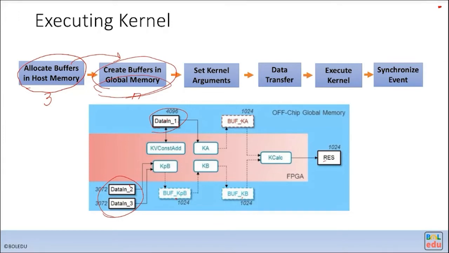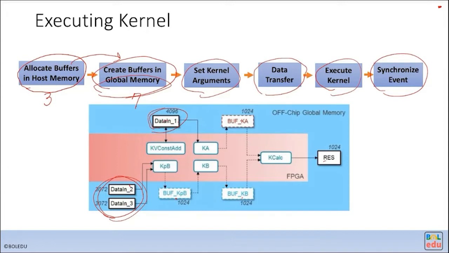And then we set up the kernel arguments. And then next, we do the data transfer. As we just talked about, all the kernel functions operate on the global memory, so we have to move the data from host memory to global memory before we can execute the kernel. And at the end, we synchronize the event. Then let's look into the detail of each step.